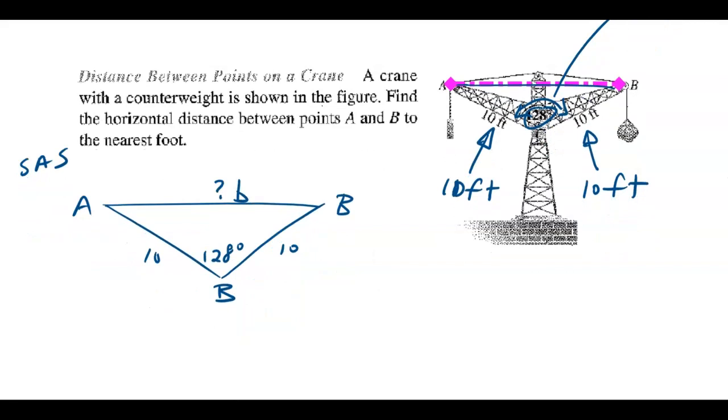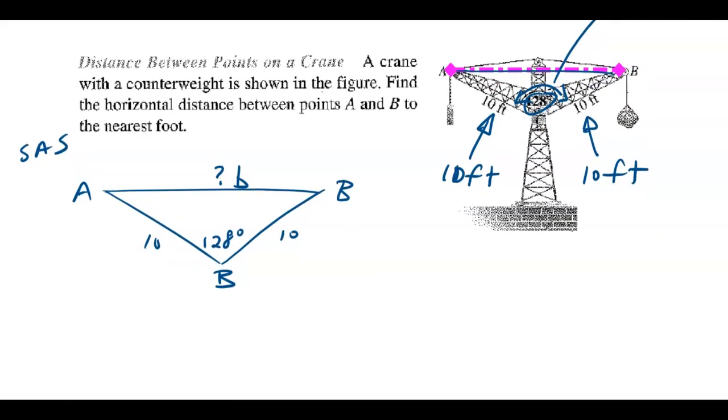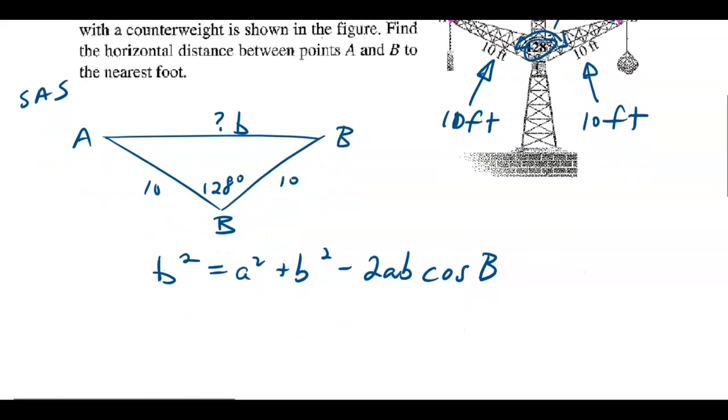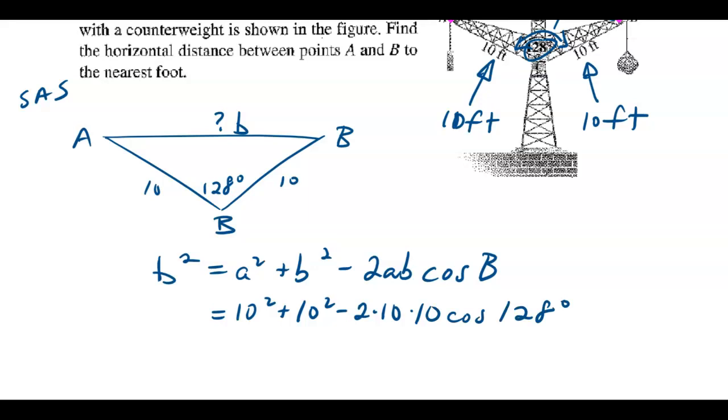And we can apply the Law of Cosines here. We will assume two significant figures. So if we want little b squared, that length, it's going to be a squared plus b squared minus 2ab cosine of angle B. That's the form. And the numbers look like this. A and B are both 10s, so 10 squared plus 10 squared minus 2 times 10 times 10 times the cosine of that 128 degrees. This leads to 200 minus 200 times the cosine of 128 degrees.